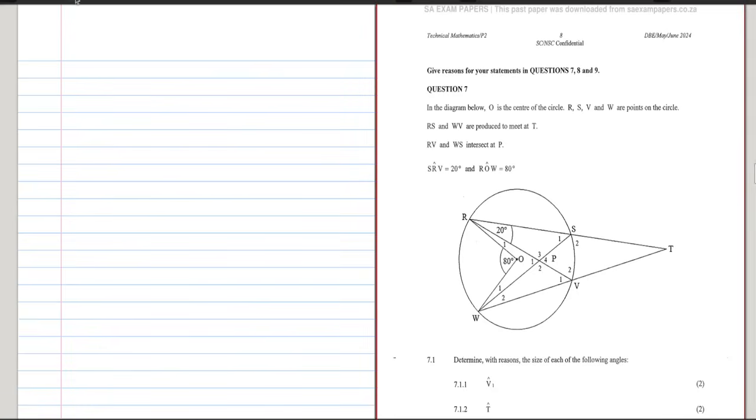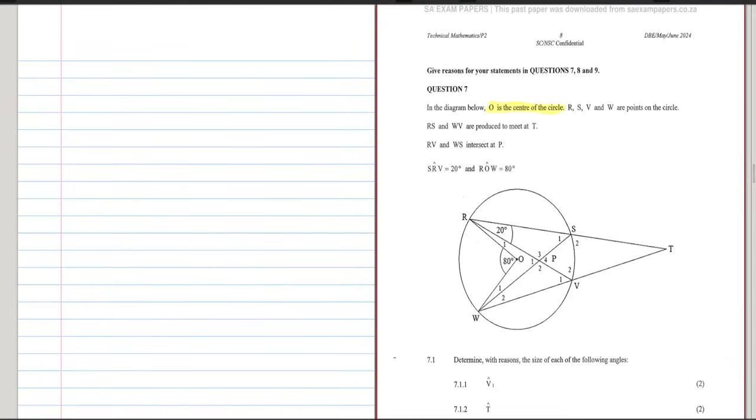The only thing that I can highlight as being important is this part right here, O as being the center, because there are theorems that rely on the center. Like for example, there's a theorem that says angle at center is equal to 2 times angle at circumference. So O is the center. That's an important piece of information to know about.